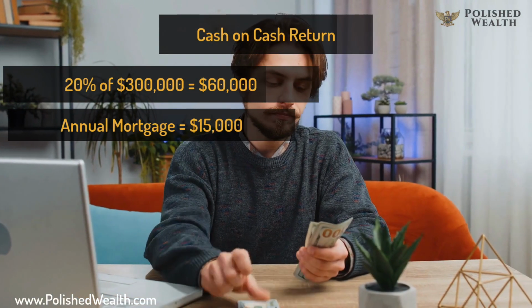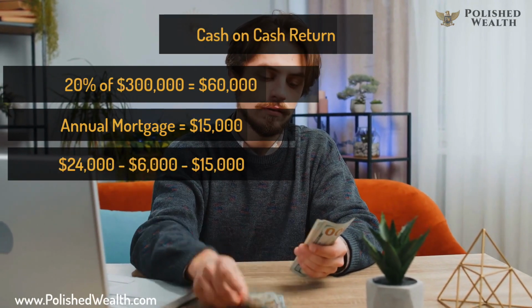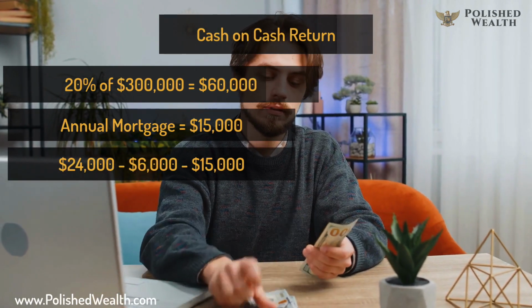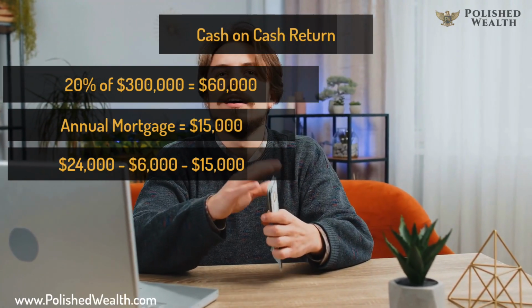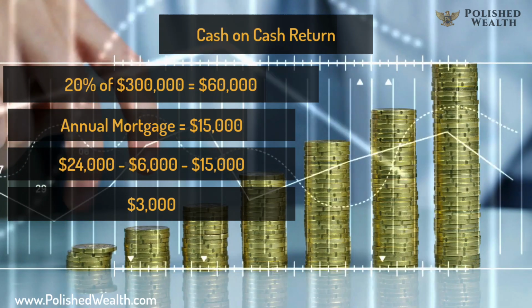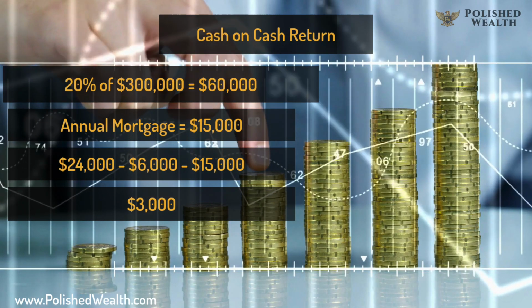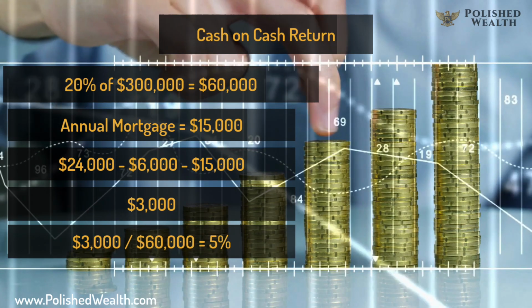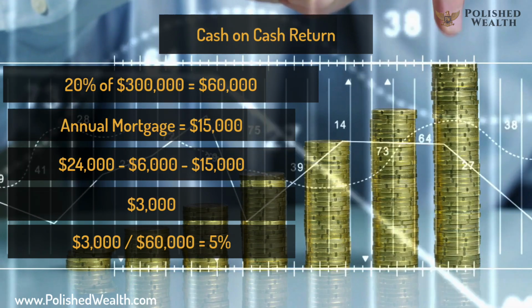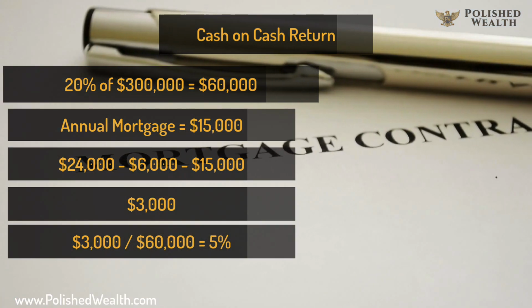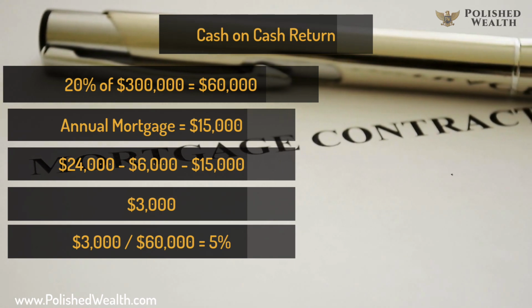Our cash-on-cash return is calculated by taking our gross annual income of $24,000 and subtracting out the operating expenses of $6,000 and subtracting our annual mortgage payments of $15,000, which leaves us with $3,000. We spent $60,000 to get a $3,000 return. So we take the $3,000 divided into our initial investment of $60,000 to get 0.05, or 5% cash-on-cash return. You can see that this is lower than our NOI because we now consider the cost of the mortgage payment.